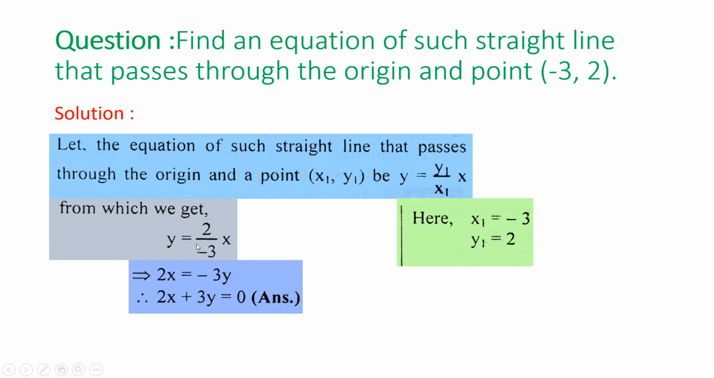From this equation, after calculation and multiplication, we get 2x = -3y. If we change the side of this equation, then we get 2x + 3y = 0, which is our required equation.